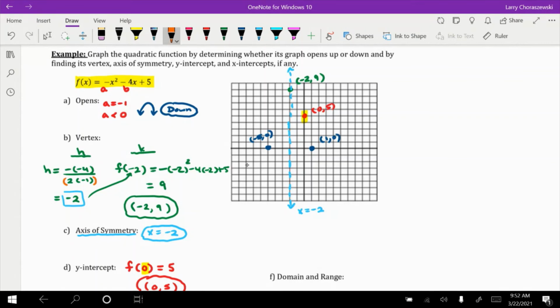How many units away from the axis of symmetry is this point 0, 5? Yep, so the y-intercept is 2 units away from the axis of symmetry. Now keep in mind the axis of symmetry cuts it into 2 equal parts. So because there's a point that's 2 units away from the axis of symmetry at 0, 5, there's going to be a point 2 units away on the other side of the axis of symmetry as well. And that would be at -4, 5.